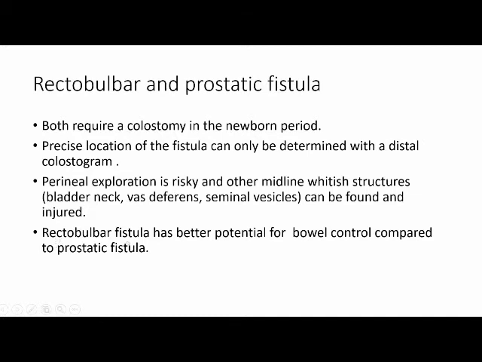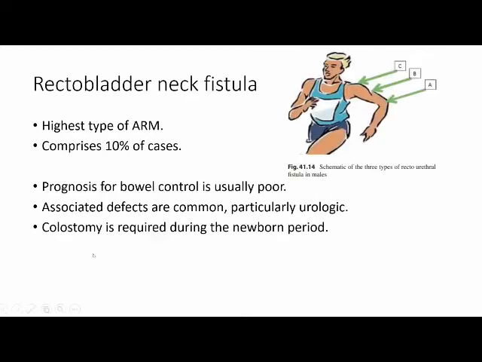The rectobulbar fistula has a better potential for bowel control compared to a high prostatic fistula, provided that the spine is normal and the sacral index is also normal. Now coming to rectobladder fistula, that will be the highest type of ARM and comprises around 10% of the cases in male ARM. The prognosis for bowel control is usually poor, and it has associated defects, particularly urological, more commonly than in low ARM. A colostomy is required in the neonatal period. Later on, we can do a PSARP.